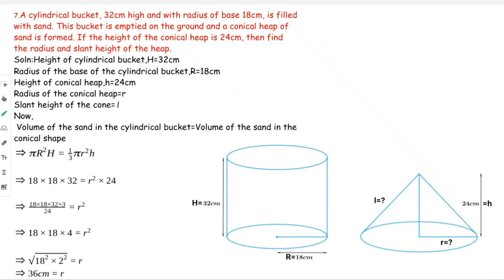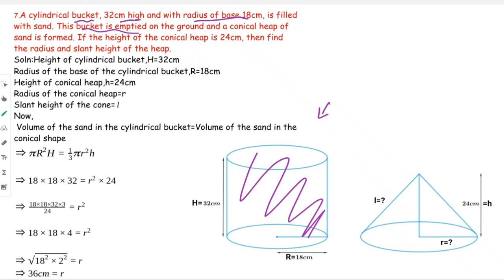Alright, continuing with question number 7. A cylindrical bucket 32 centimeter high with radius of base 18 centimeter is filled with sand. So you can see the cylinder here, right? So remember, this entire thing is filled with sand. So go back to the question.